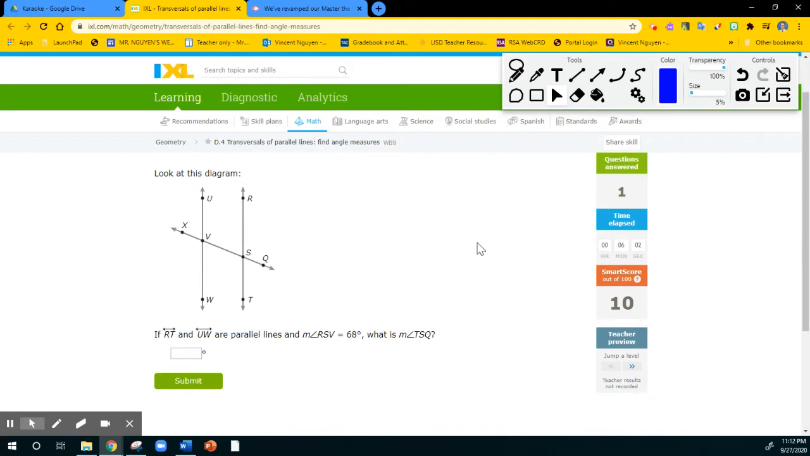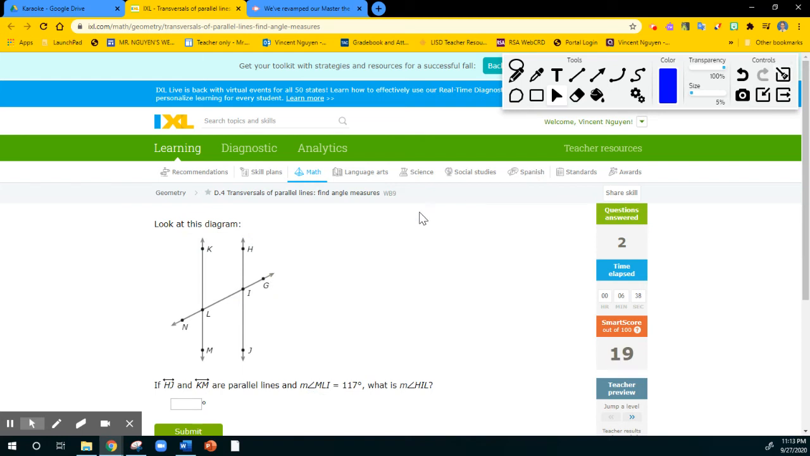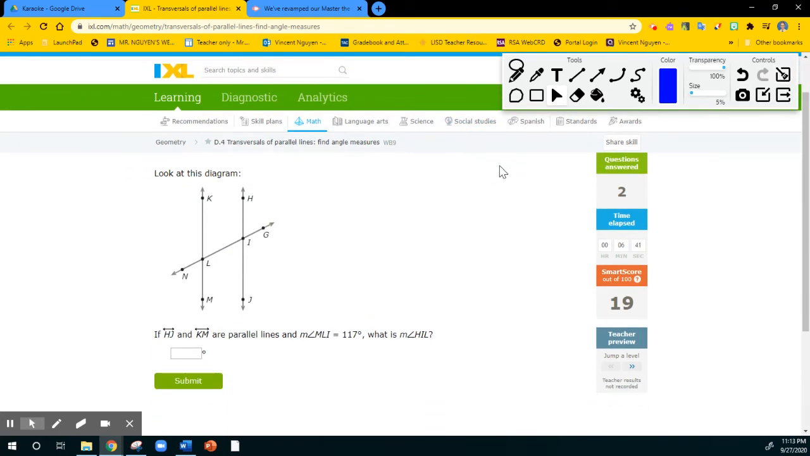Excellent. Take a look at this one. If they start repeating, I'm going to jump a level. TSQ. I always identify the angle that I want to find. This is the angle I want, and the angle that's given to me is RSV, which would be this angle right here. If you know your vertical angles, these are called verticals, and they are equal to each other, so they're congruent. We put 68 in. The trick here is to label your angles and find out what they are and how they're related, to find the missing angle.